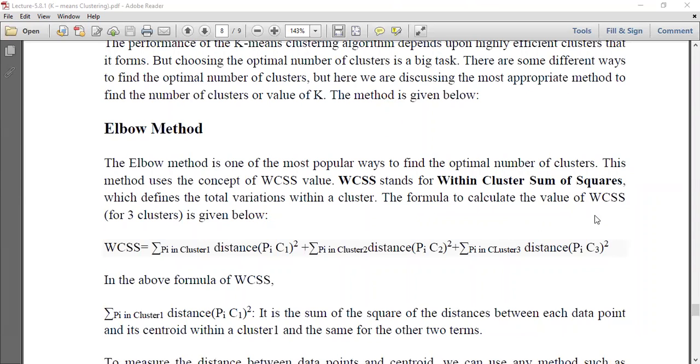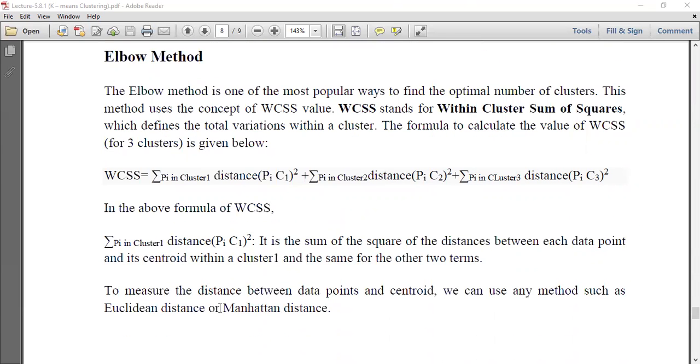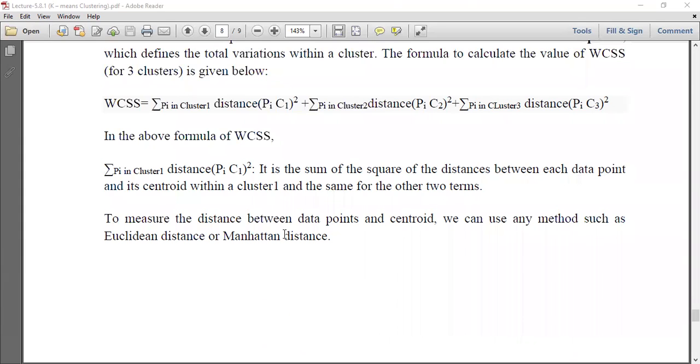The formula to calculate the value of WCSS is equal to the summation over Pi in cluster 1 of distance(Pi, C1) squared, plus the summation over Pi in cluster 2 of distance(Pi, C2) squared, and so on. Here, the summation of distance(Pi, C1) squared is the sum of the squares of the distance between each data point and its centroid within cluster 1, and the same for the other terms. To measure the distance between data points and centroid, we can use any method such as Euclidean distance or Manhattan distance.